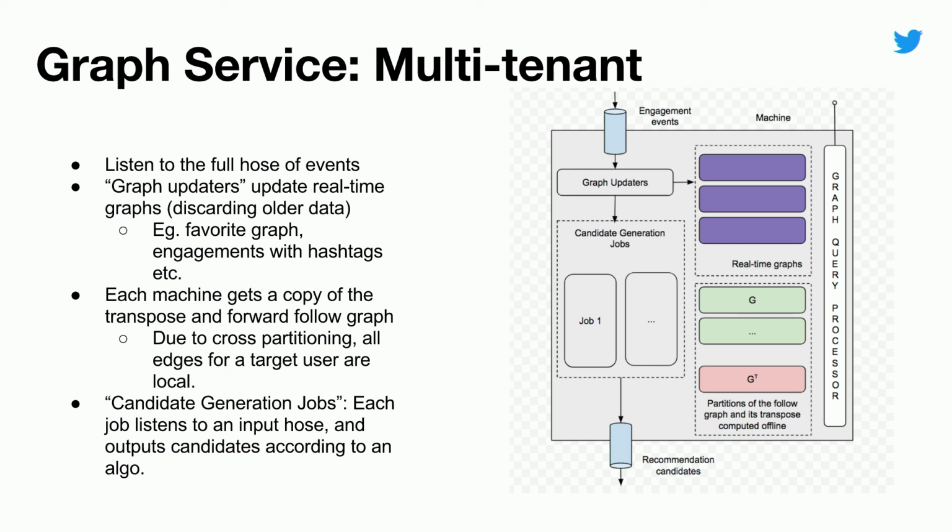The stuff in the middle is the graphs. The purple rectangles are your real-time graphs that you're keeping in memory. The green and the red chunks there are the partitioned follow graph that you computed earlier. Often what we'll do is compute these graph partitions offline and download them locally onto a machine and start serving these requests. So that's the overall setup. The key part here is that each machine is responsible for only a small set of target users.